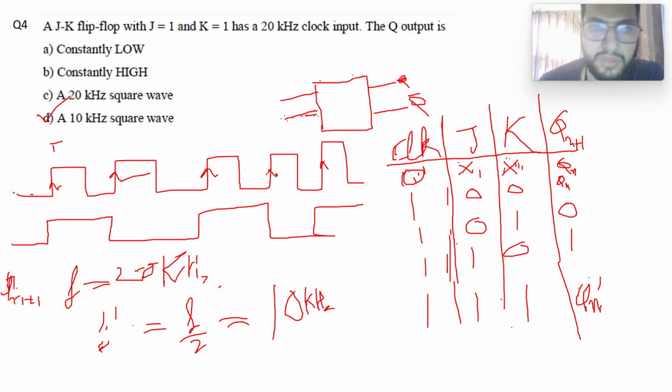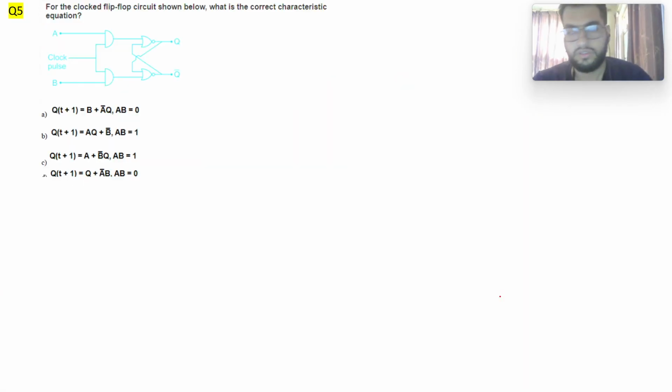Now we'll move forward to question number 5. I would like you guys to do this one first. It will take 4 to 5 minutes. I'll give you 5 to 6 minutes, and you'll give me the answers at the end of the 5 to 6 minutes, and then I'll show the solution. First, let me spell out this question for you. For the clocked flip-flop circuit shown below, what is the correct characteristic equation? So you are given this clocked flip-flop circuit, and you need to figure out the correct characteristic equation. I will give you 5 minutes, and you can solve it, and then I'll show the solution.